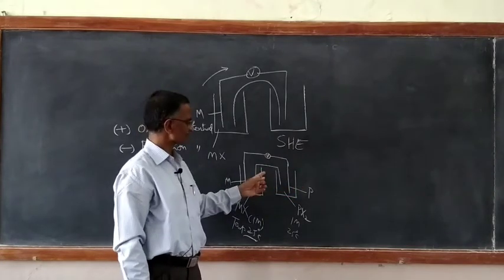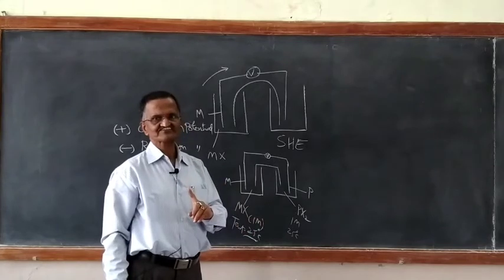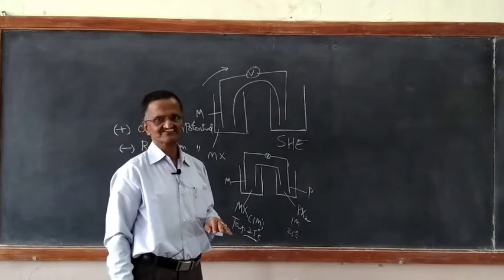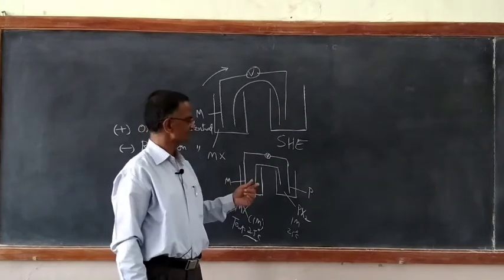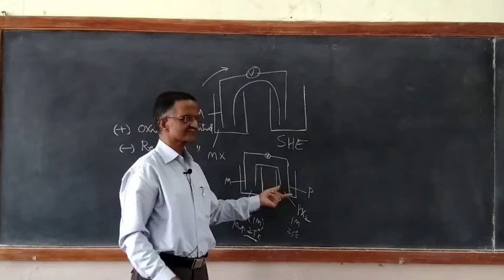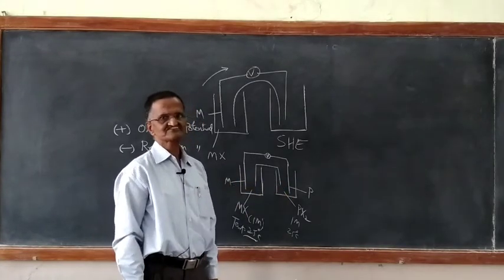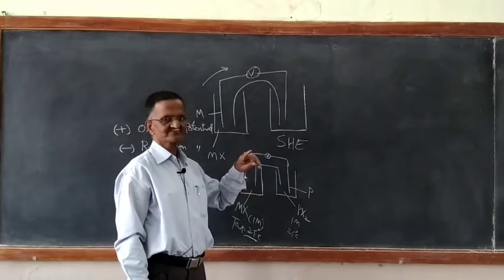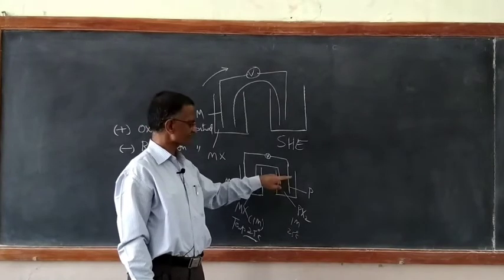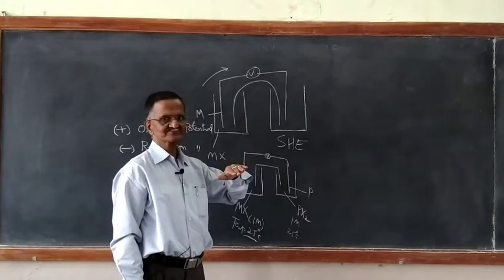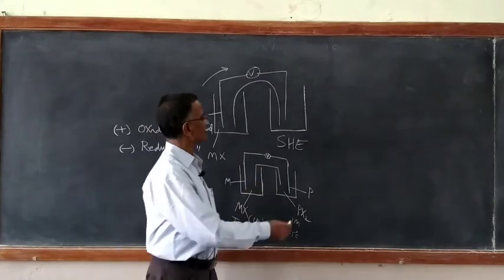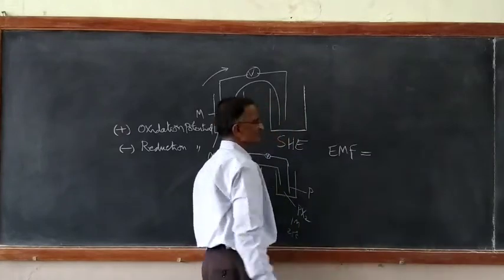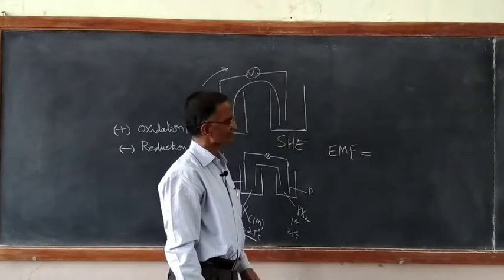But how to find out the difference? Whenever you want to find a difference, the two terms must be in common terms. If one is in oxidation and the other in reduction, I can't find any difference. So what should I do? I should convert this oxidation into reduction and find the difference, or convert that reduction into oxidation terms, then find the difference. Then I will tell what the EMF of the cell is. Then how to do this conversion?